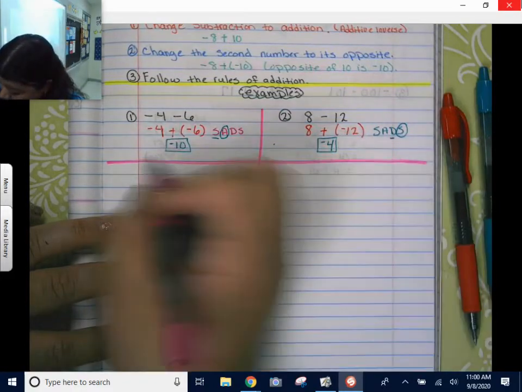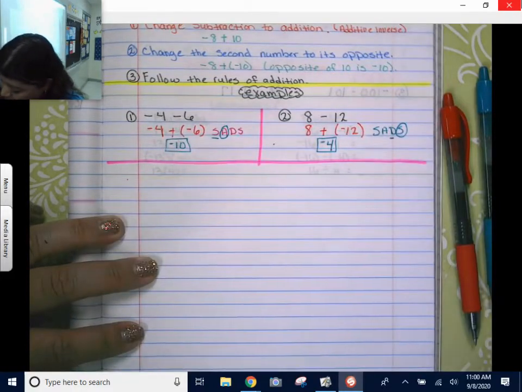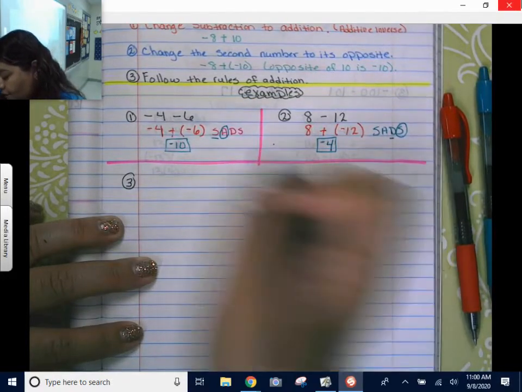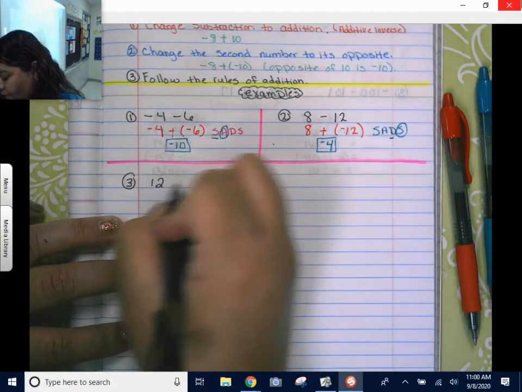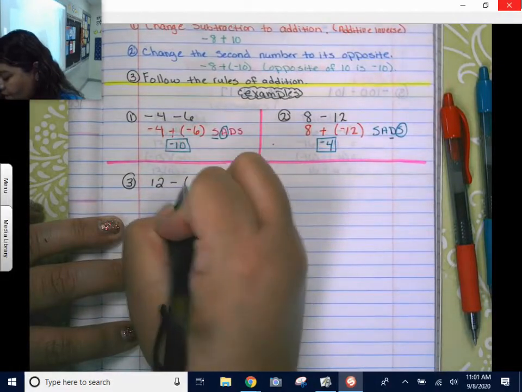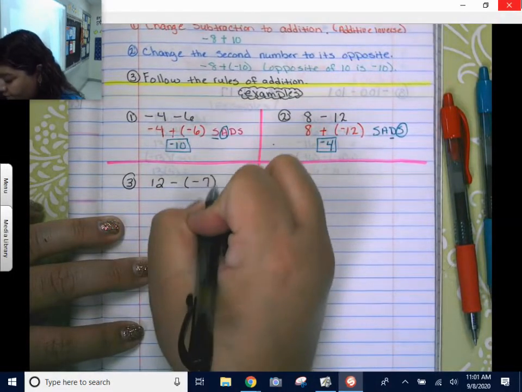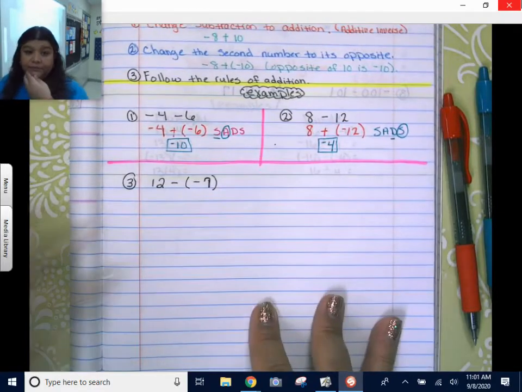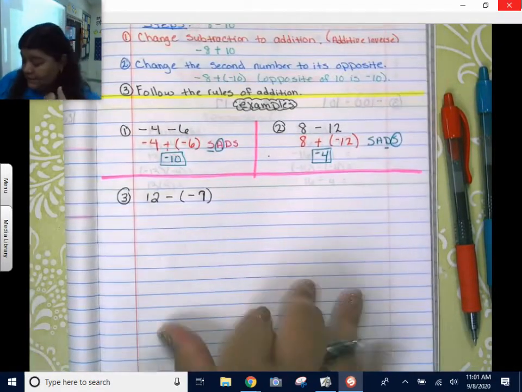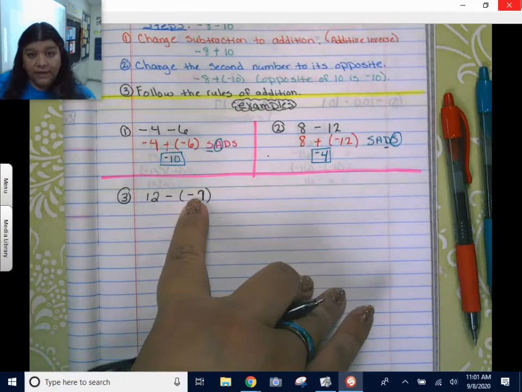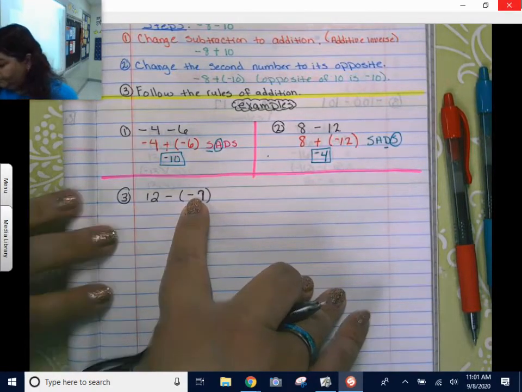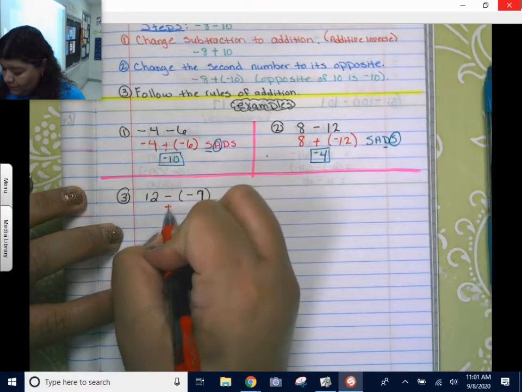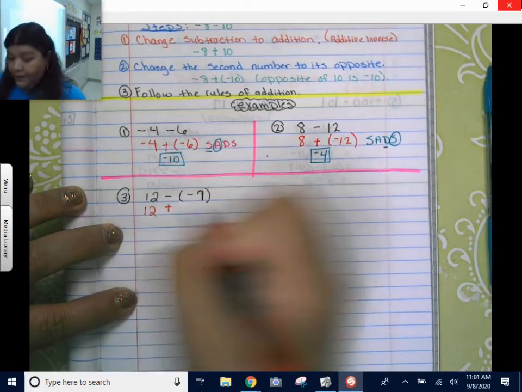Let's see, number 3. Let's take 12 minus negative 7. 12 minus negative 7. Since I see a negative here, let's follow the steps. Step 1, change subtraction to addition. The first number stays the same.